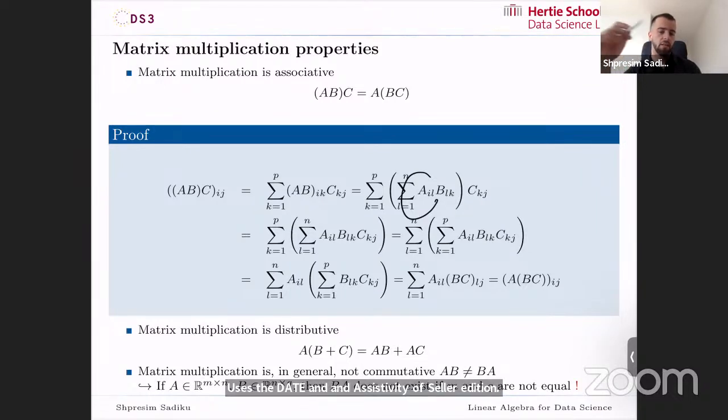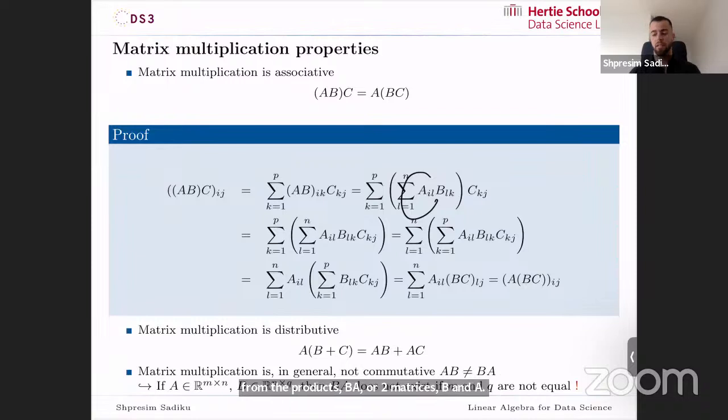So this technique is actually very famous, and you can also use this to prove that matrix multiplication is distributive, where if you multiply the sum of matrices B and C from the left by the matrix A, this is simply the sum of the products AB and AC. However, matrix multiplication is in general not commutative, so the product AB is usually different from the product BA of two matrices B and A.